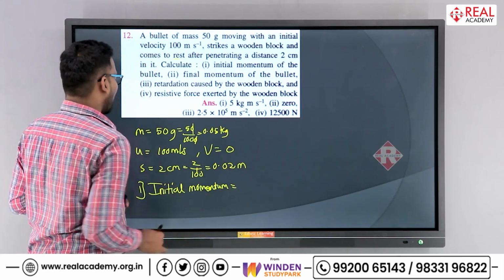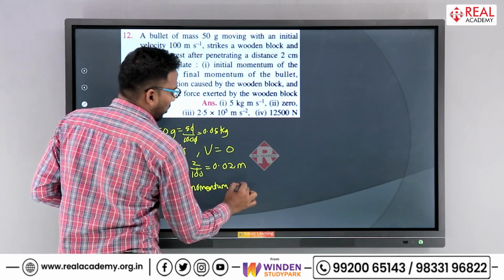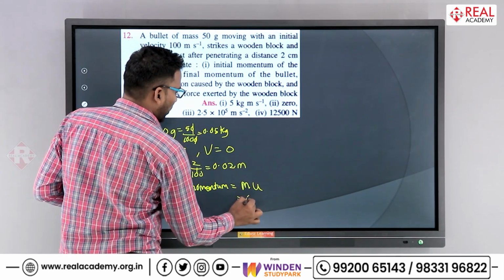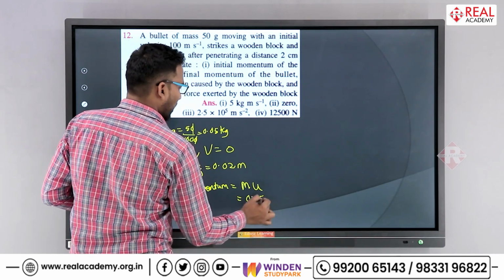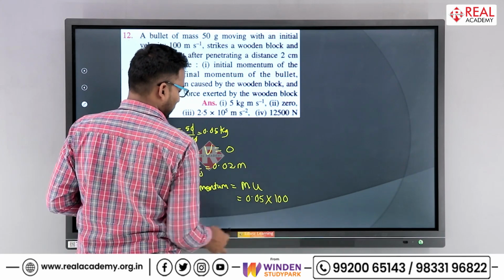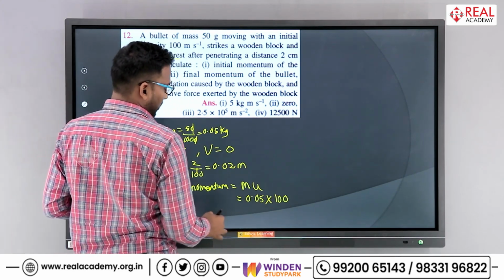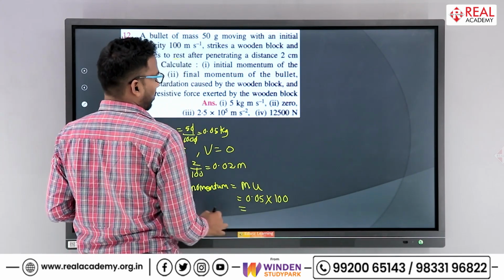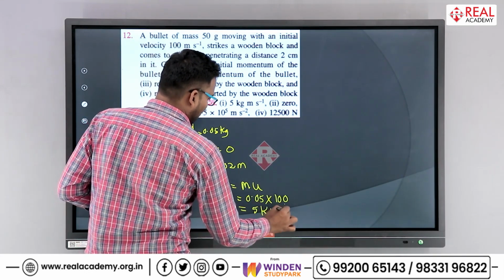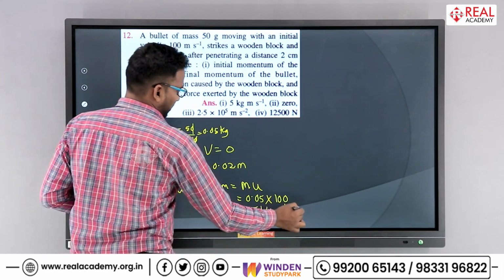What is the formula for initial momentum? Mass into initial velocity. What is the mass over here? 0.05 kg into initial velocity is 100. 0.05 into 100. The final answer will be 5 kg meter per second. This is initial momentum.